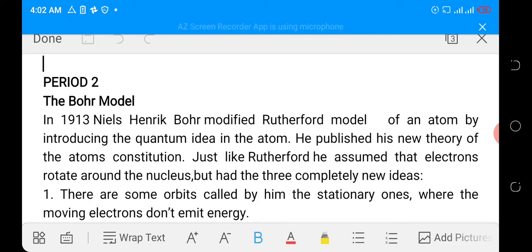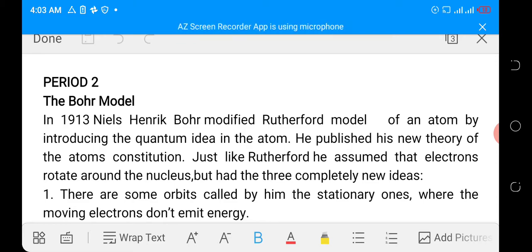In our last class, we started a topic titled Models of Atom. And we were able to look at two different models of atom. We looked at Thomson model of atom and Rutherford model of atom. Today, we want to look at another two models of atom. We will start with the Bohr model. Then after that, we will also look at the electron cloud model. Let's start. The Bohr model.